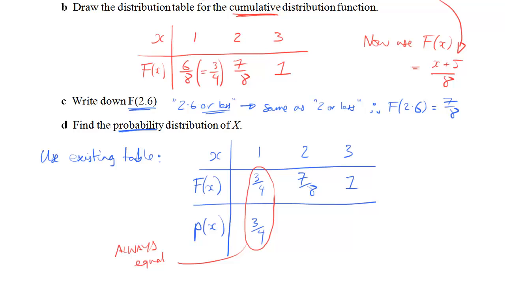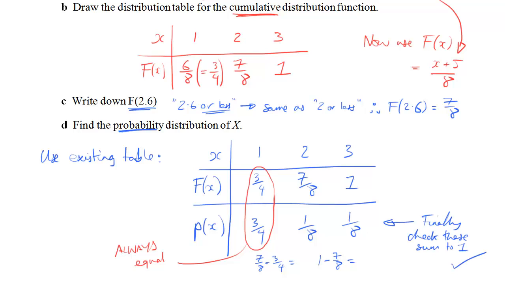And that's a useful thing to remember. And for the rest of the values, you simply work your way along the row subtracting. So you subtract the value of f of x from the one before it, in this case 7/8 minus 3/4, and that gives you 1/8. Then we would go on to do 1 minus 7/8, which also gives you 1/8. And, well, if you're not sure why we do this subtraction, just pause the video and have a think about it, and if you're not sure, ask me in class. Finally, of course, you can check that these values add up to 1, and when they do, we're happy. And that's it.